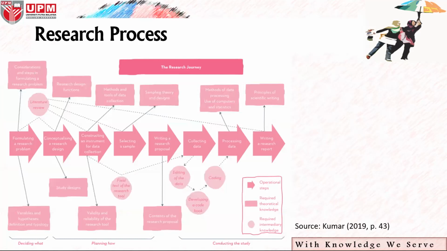Okay, the first step is to formulate a research problem. Okay, so consideration and steps in formulating a research problem, in which you may consider any variables or hypotheses. But sometimes for a qualitative study, you do not have any hypotheses, you do not have any variables. You only have one phenomenon that you are interested to understand further.